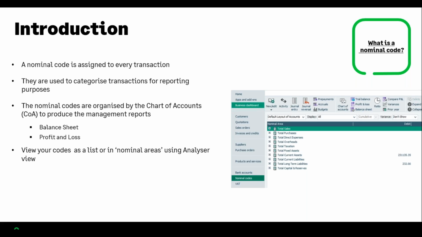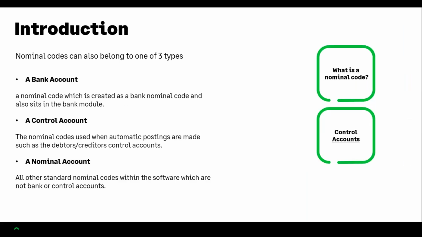You may change it to analyzer so you can have a bit of a further view of the figures that lie beneath the code itself. Now, I did mention there are different types of nominal codes. So what are they, I hear you asking. Well, these are them. We've got three different types.